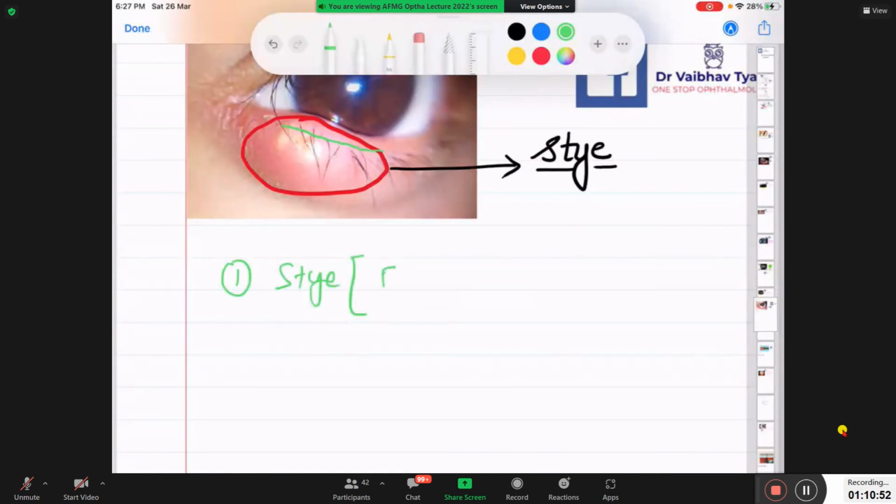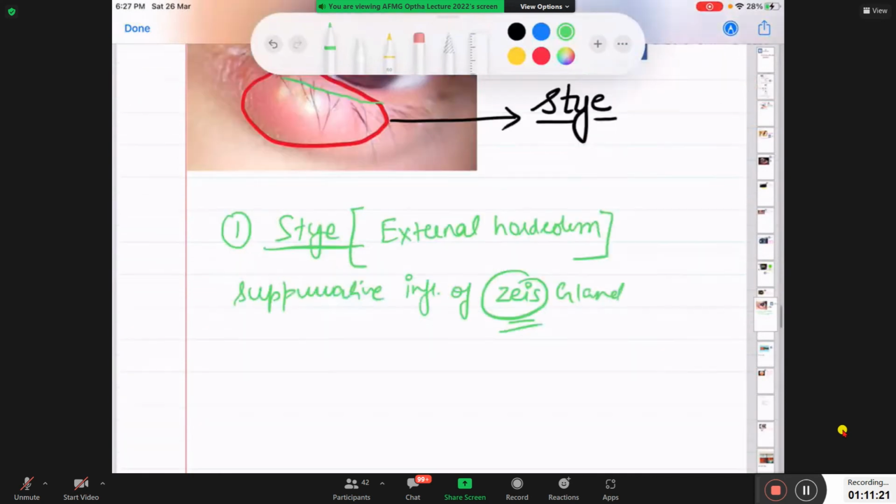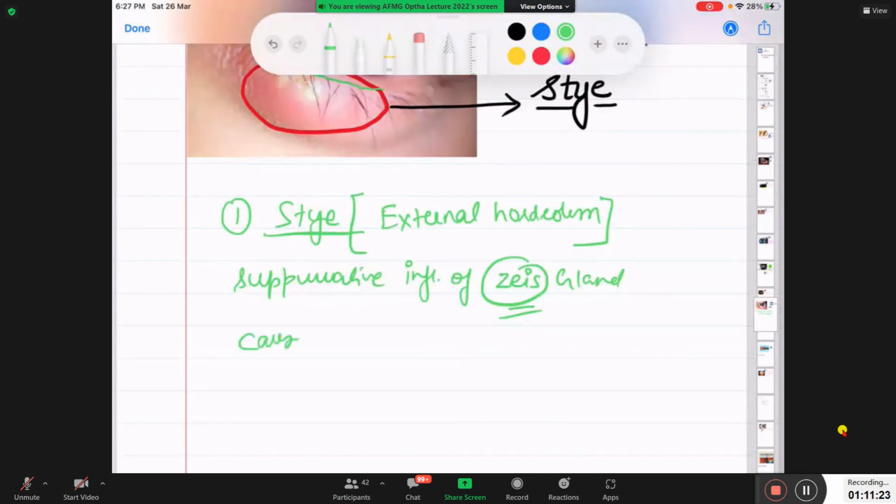The other name of sty, it is also called as external hordeolum. Write down the definition. It is suppurative inflammation of which gland? This name of the gland you have to remember. This can be asked in exam. This is suppurative inflammation of Zeis gland. And the causative agent is Staph aureus.